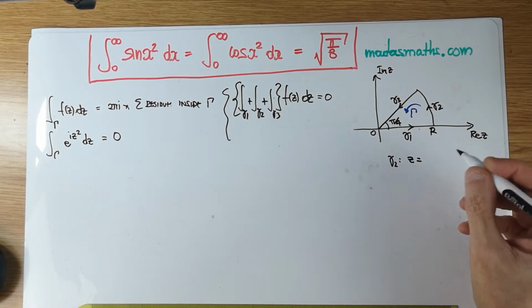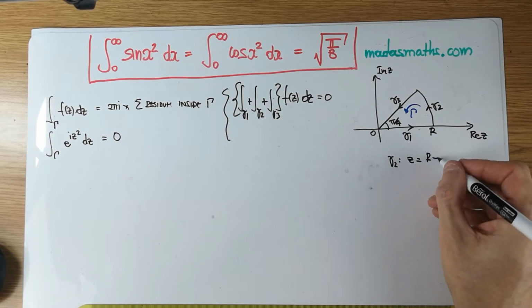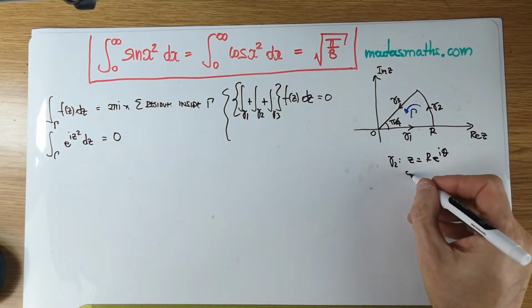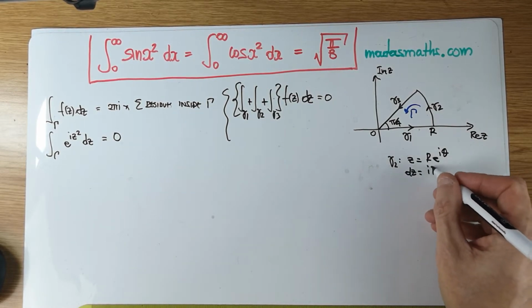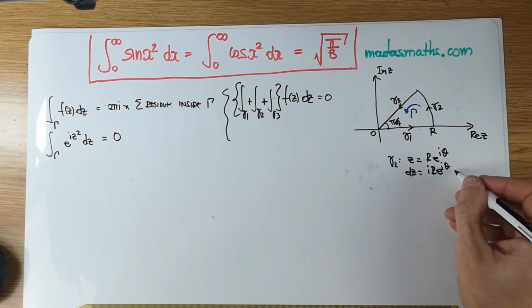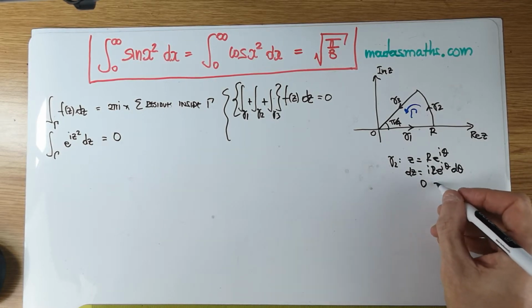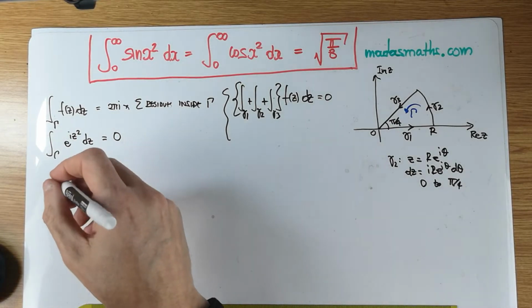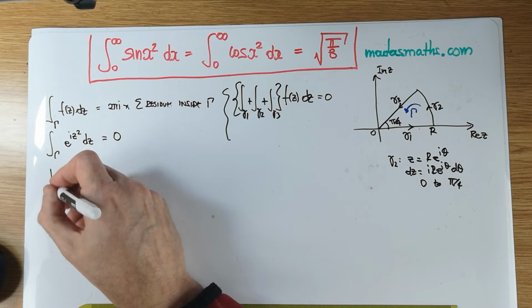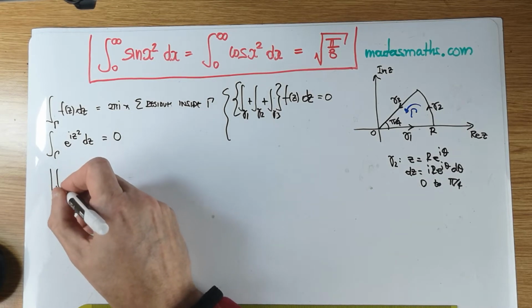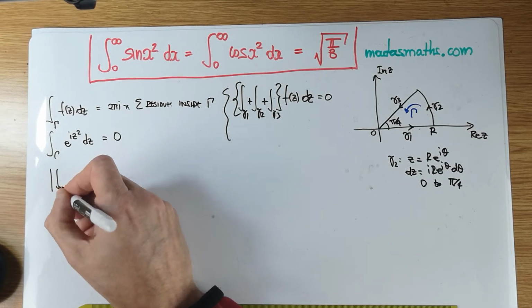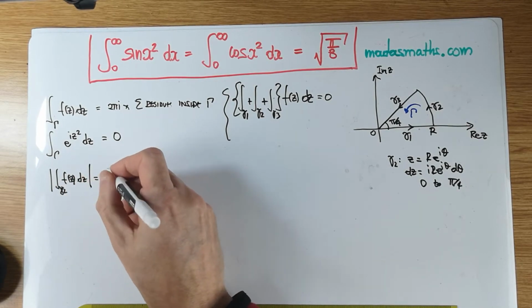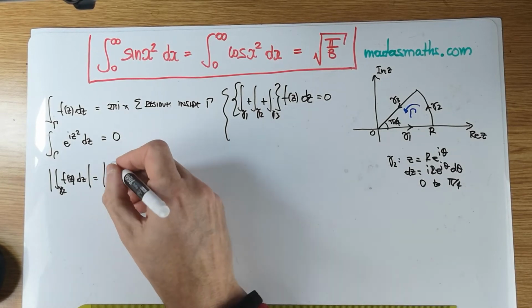Around gamma 2, z is equal to r e to the i theta. dz is, of course, i r e to the i theta d theta, and it runs from 0 to pi over 4. So all good, all straightforward stuff. So let's do this estimation. The integral around gamma 2 of f of z dz is equal to, parameterizing it, 0 to pi over 4.